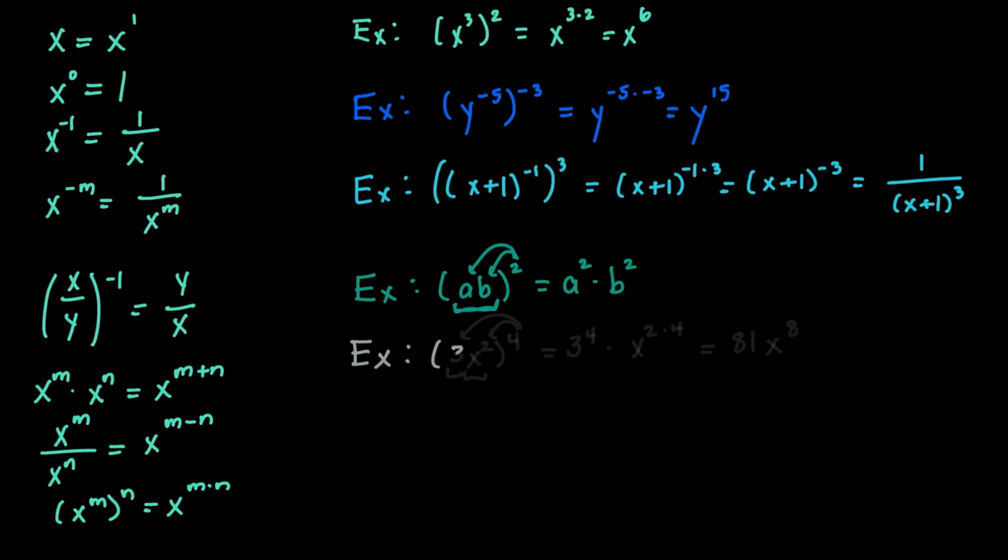Okay, 3x squared to the 4th power. Again, I have two things inside here that need the exponent. So this is 3 to the 4th times x squared to the 4th. Power to a power means we multiply. 3 to the 4th is 81. x to the 2 times 4 is x to the 8th.